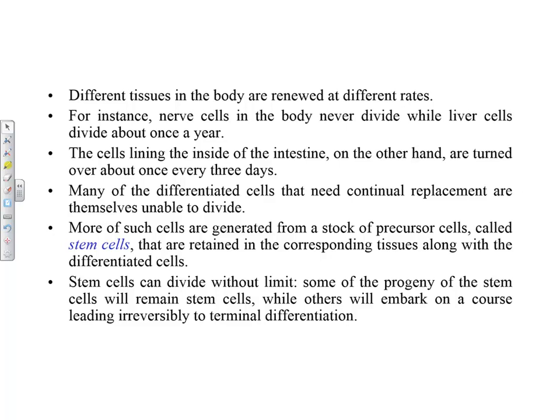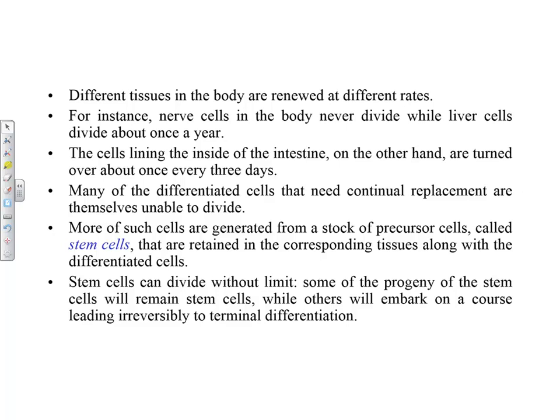Now, different tissues in the body are renewed at different rates. For example, the nerve cells in the body never divide, while the liver cells divide about once a year. The cells lining the inside of the intestine, on the other hand, are turned over about every 3 days. So many of the differentiated cells that need continual replacement are themselves unable to divide, because they are not stem cells anymore. So more of such cells are generated from a stock of precursor cells, which are called stem cells, which are retained in the corresponding tissues along with the differentiated cells. Whenever more new cells are needed, they will be produced from the stem cells, and then these will be differentiated, and some of them will be stem cells.